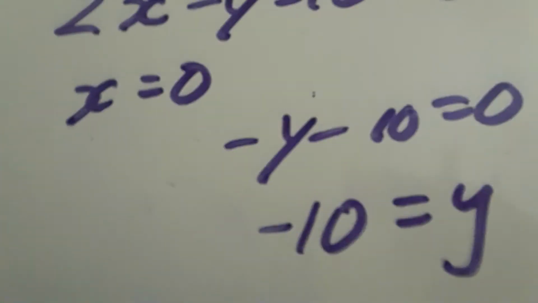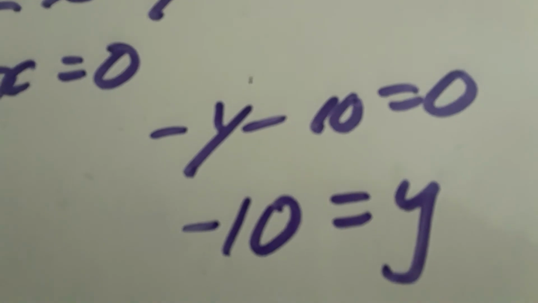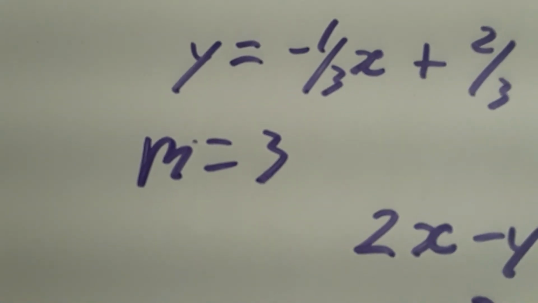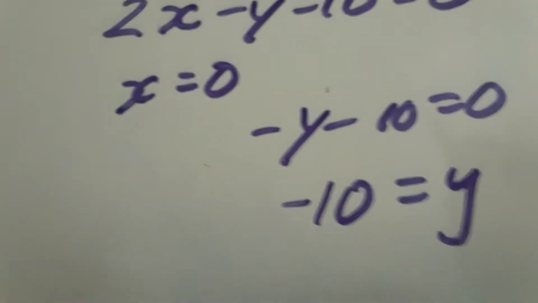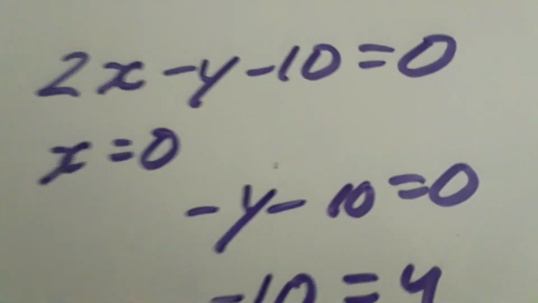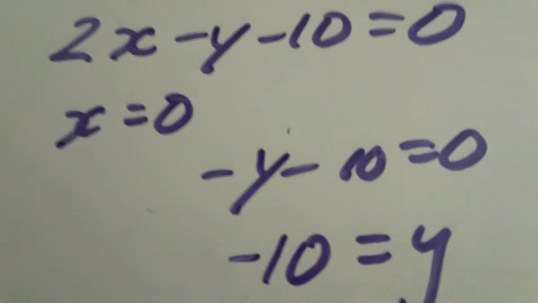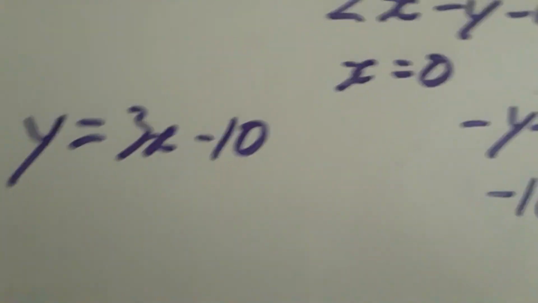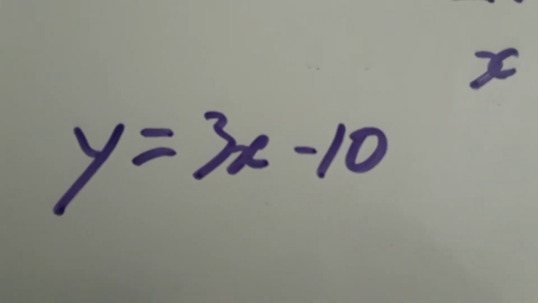So we can now go ahead and write down in slope-intercept form that the line that we're looking for is y equals 3x, because remember we proved up here that the slope was 3. And we're going to put minus 10 because we found that the y-intercept, by making x equal to 0, we got rid of 2x, and we found that the y-intercept was negative 10. So this is what we have, y equals 3x minus 10.